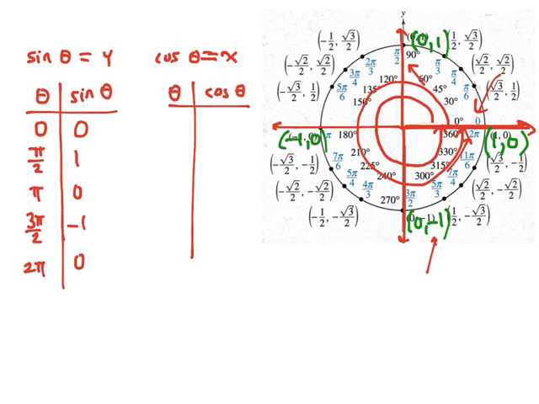So the period of the sine function is 2 pi radians, and the range of the sine function, you can see that sine has a minimum value of -1 and a maximum value of +1. So that's the range of the sine function, from -1 to +1. And because the angle of rotation could be any real number, the domain of the sine function is all real numbers.